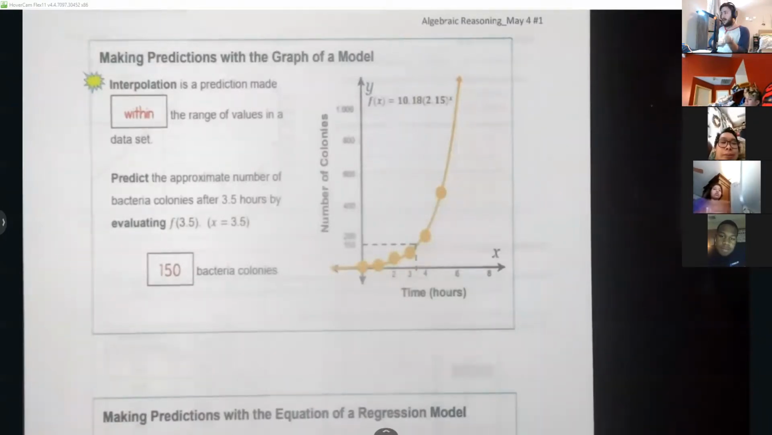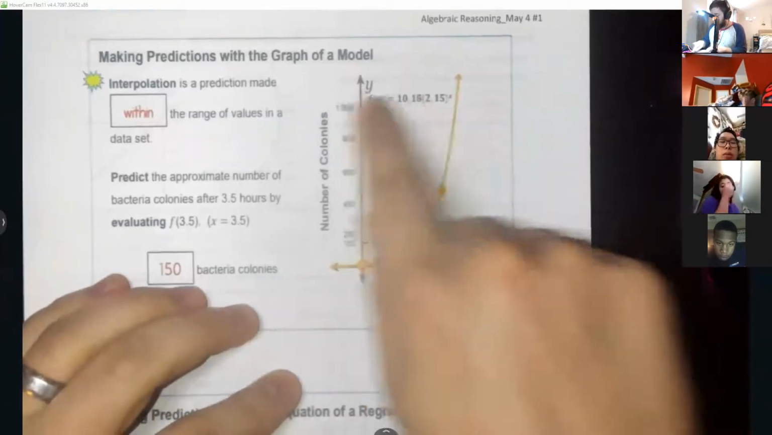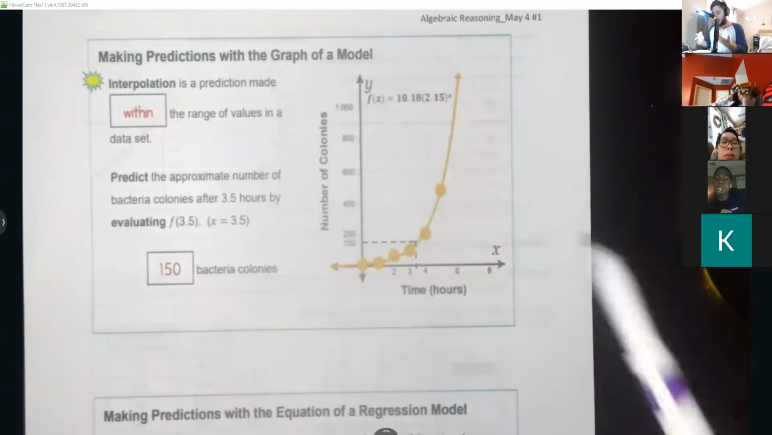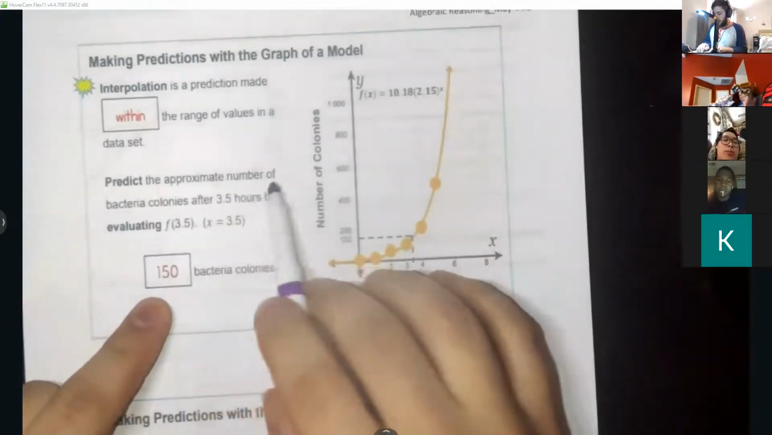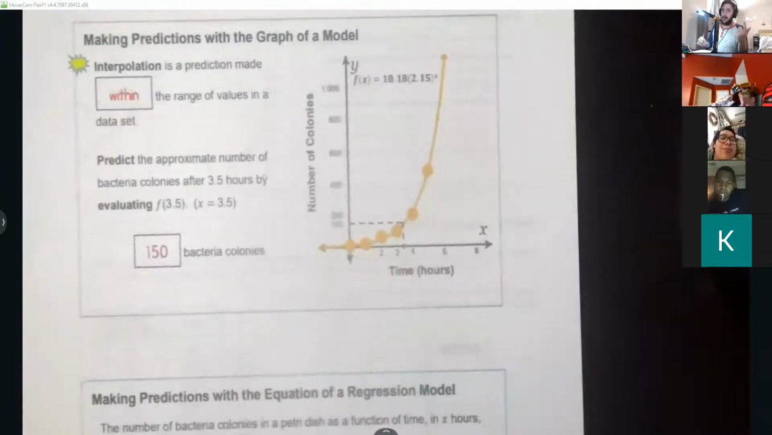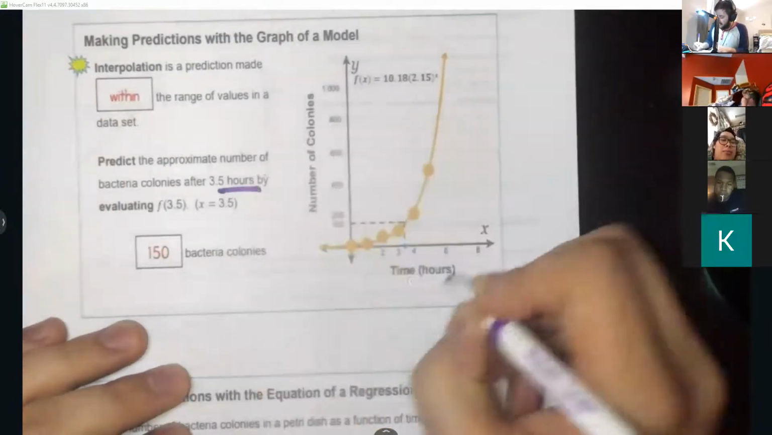The next thing we need to be able to do is make predictions from that data, and we can do that using either the function or the graph. I like using the graph better. I mean, it's less precise, but I feel like it's a lot more clear. So like this example, it says predict the approximate number of bacteria colonies after 3.5 hours. So a couple things we have to do is match hours with hours, right? They gave us 3.5 hours.